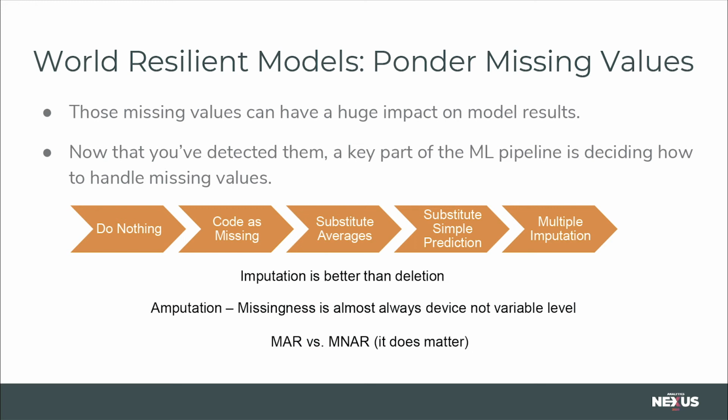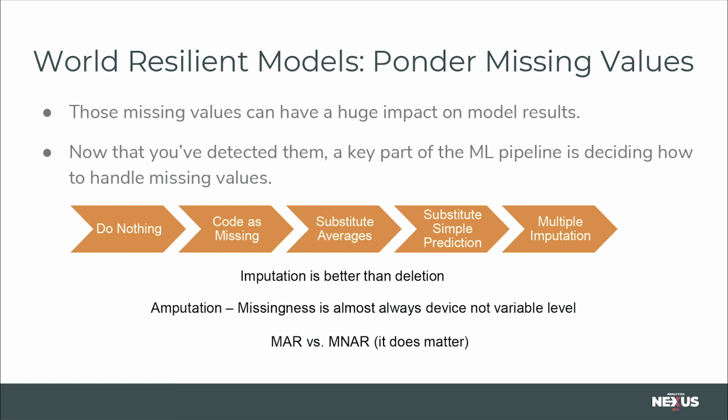So once you've detected those missing values, you really have to think about, in my machine learning pipeline, what do I do with them? And here's the set of actions that you can think about doing, starting with my old favorite, do nothing. Yeah, you can do nothing, but doing nothing about missing values is probably going to guarantee that those missing values are really mucking up your models.